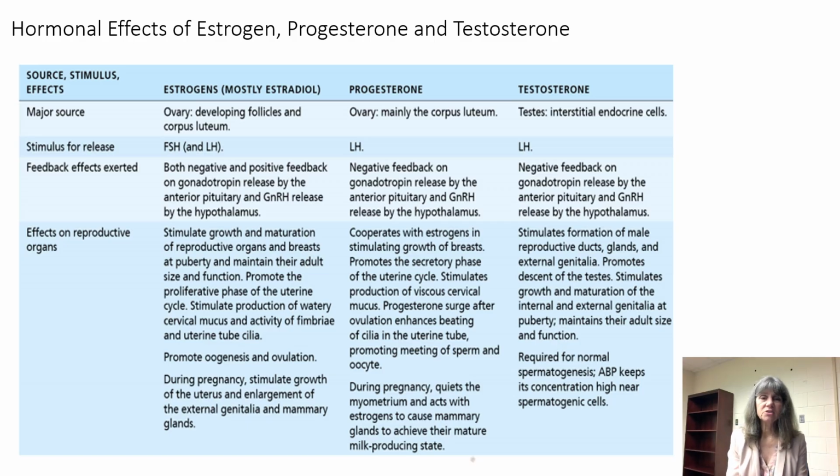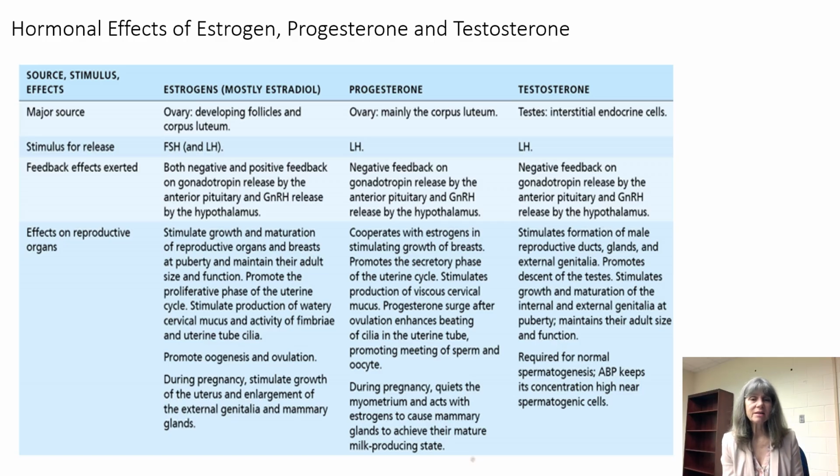You can see that estradiol and progesterone are coming from the ovary, with estradiol being produced by the developing follicles and the corpus luteum, whereas with progesterone, that's mainly coming from the corpus luteum. And with testosterone, the testes are going to be producing that, and that's coming from the interstitial endocrine cells, which are found around the seminiferous tubules when you look at those under the microscope.